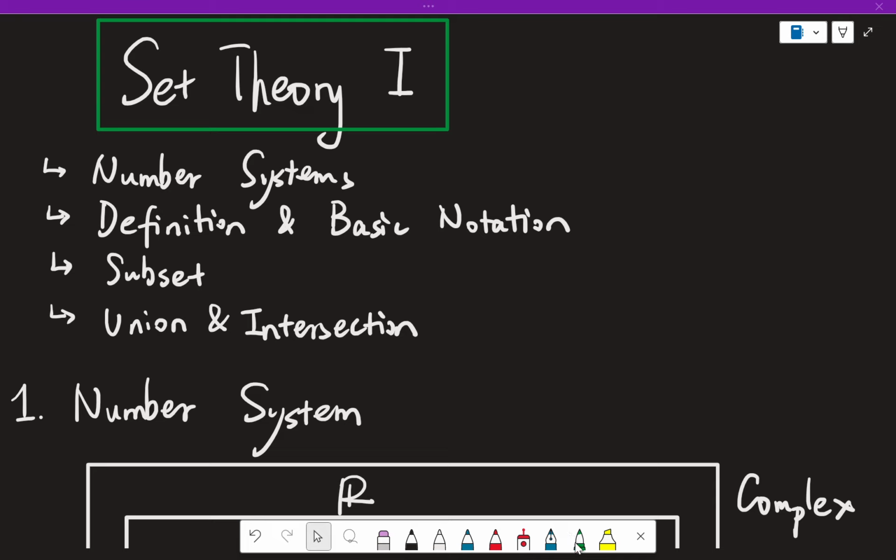We are going to take a look at set theory part 1. In today's lesson, we are going to take a look at the number system, the definition, basic notation for sets, what is subset, and what is the union and intersection for sets.